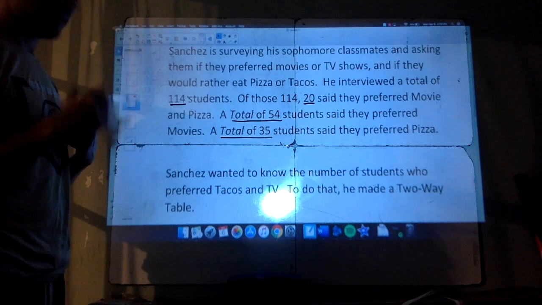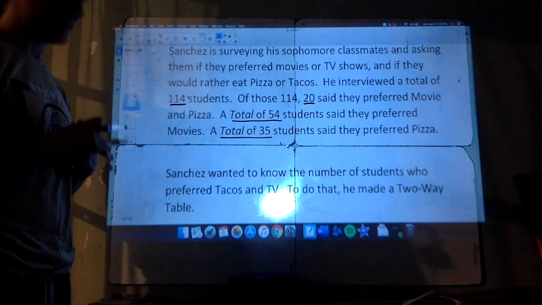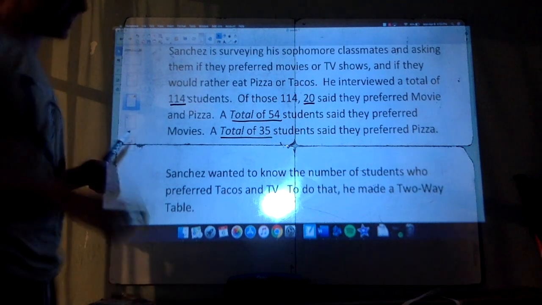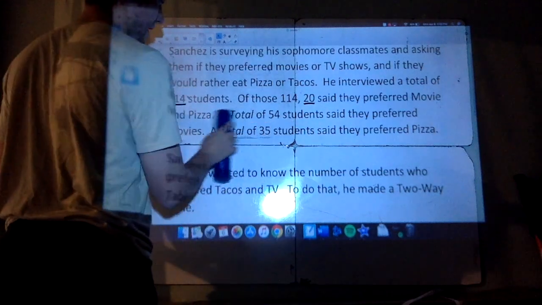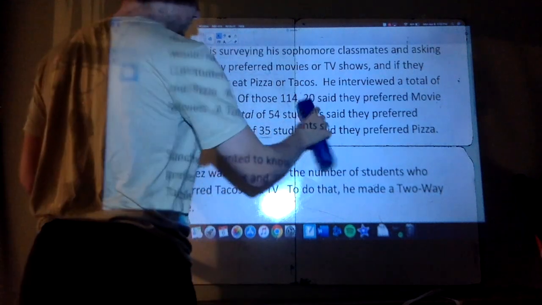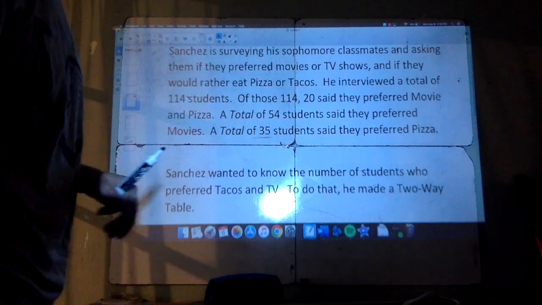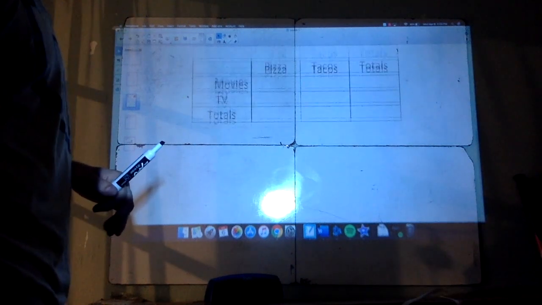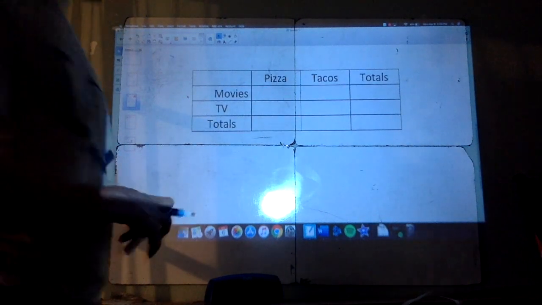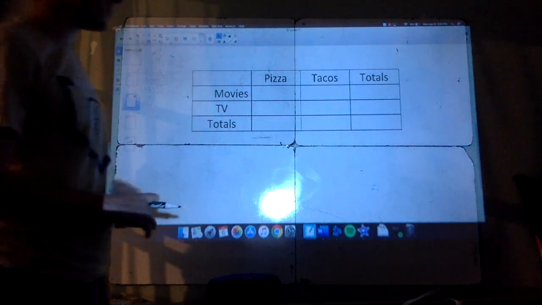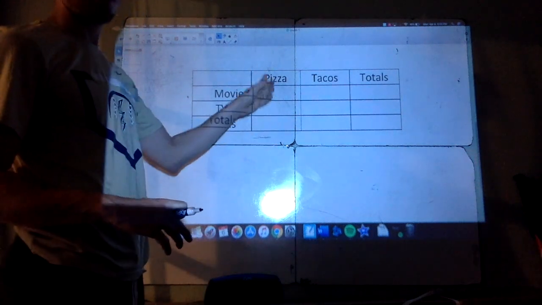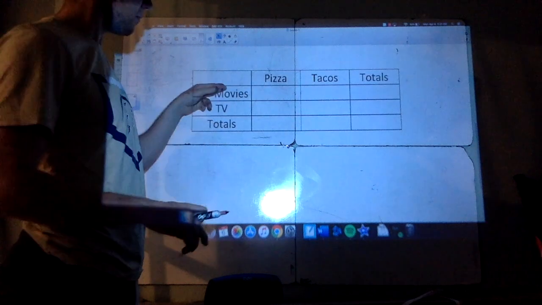If you're still watching and you don't want to pause the video, we're going to organize our data into a two-way table. So our two-way table is going to look like this. Now I'd like you to take a second to copy that down. So what we have is students who preferred pizza and tacos, movies and TV.